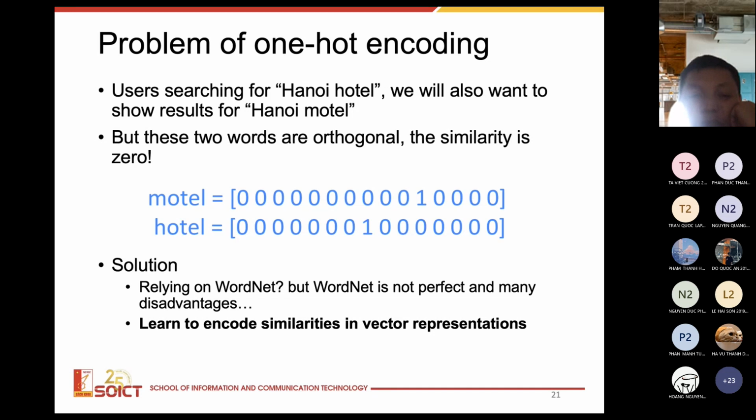If you rely on the WordNet, and the WordNet I told you is not perfect, it has many disadvantages. There's no new word in the WordNet, right? So somehow you cannot really rely on the WordNet for this kind of task, right? So the solution for this is to have some way to encode the similarity in the vector representation of the word, right? Somehow better than one-hot encoding, right?